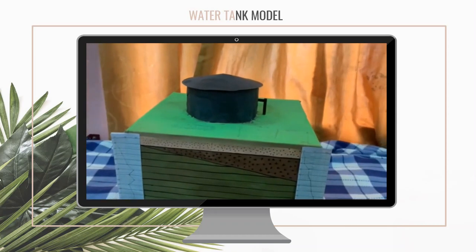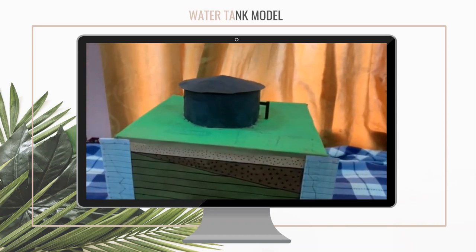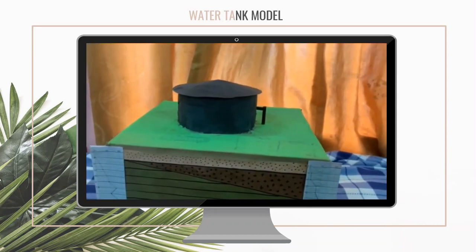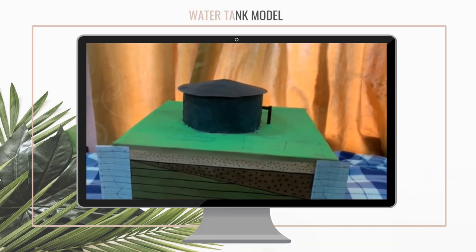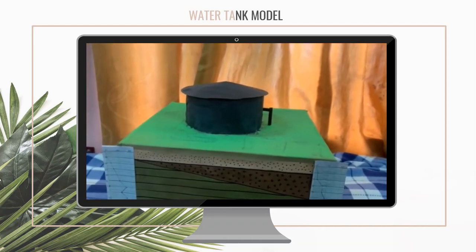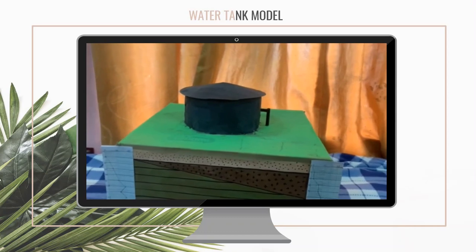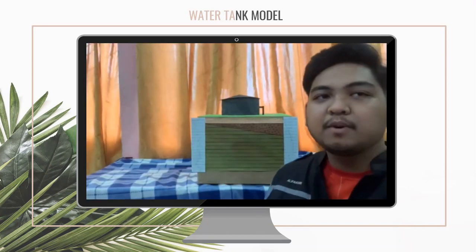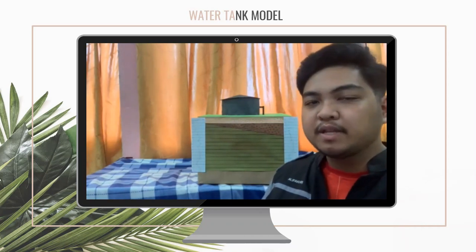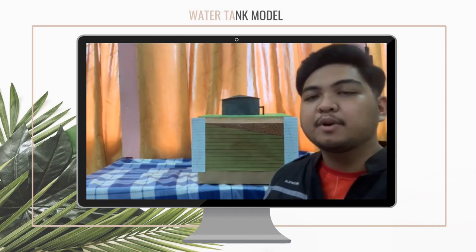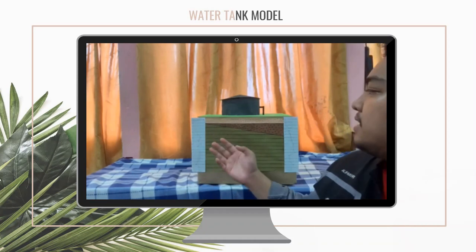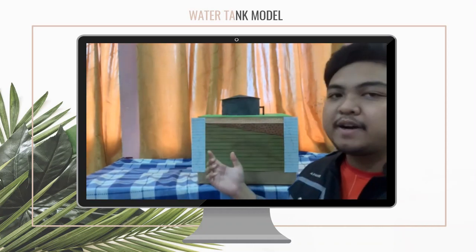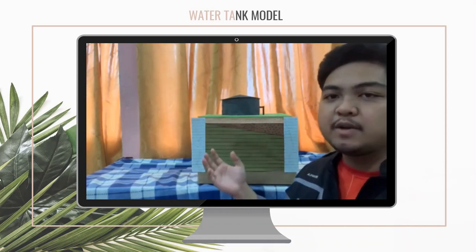Today we are going to explain our model and the soil profile of our site. This is the water tank model that we have created. The water tank was supposed to have a 100 kilopascal load of pressure, and the radius of the tank is 5 meters. Right now, we are looking at our model that was planned to be located at Pulau Indah, Port Klang. As you can see, it shows the soil profile of the location that we chose.